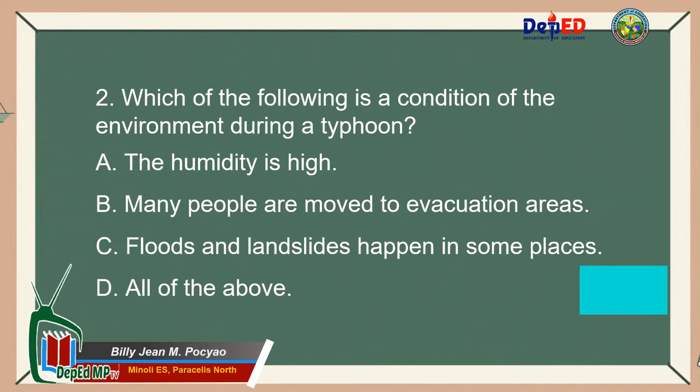Number 2. Which of the following is a condition of the environment during a typhoon? Letter A. The humidity is high. Letter B. Many people are moved to evacuation areas. Letter C. Floods and landslides happen in some places. Letter D. All of the above. The correct answer is letter C.